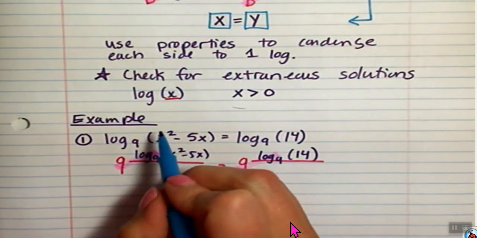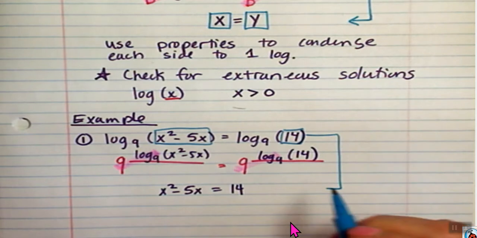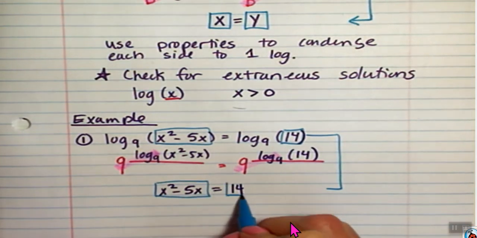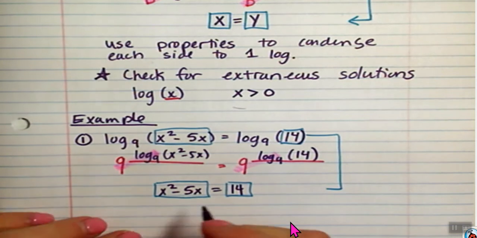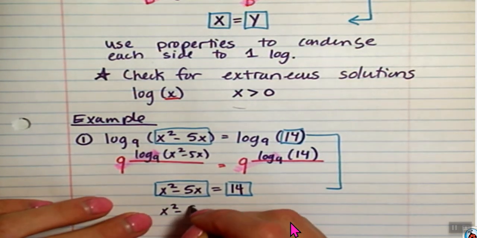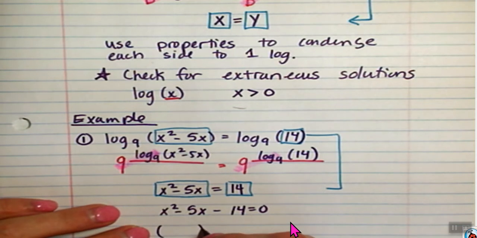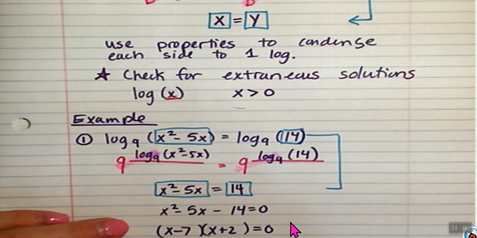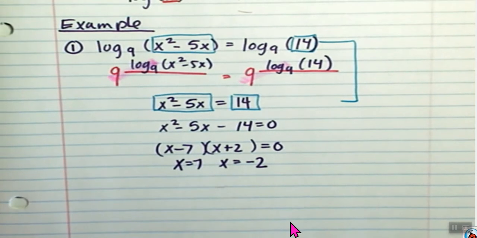Okay, see that? When I simplify to one log each, I end up with the inside part of the log equal to each other. Now you just solve what's left. This particular case is going to take a little factoring. All right, so I have x equals 7 and x equals -2.